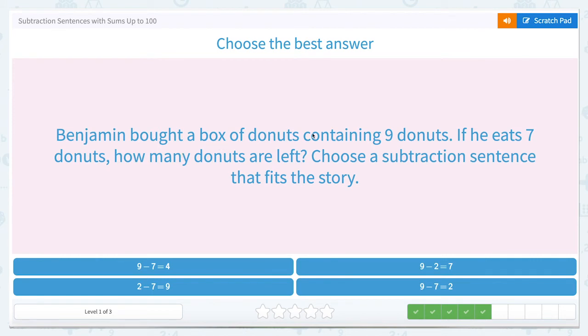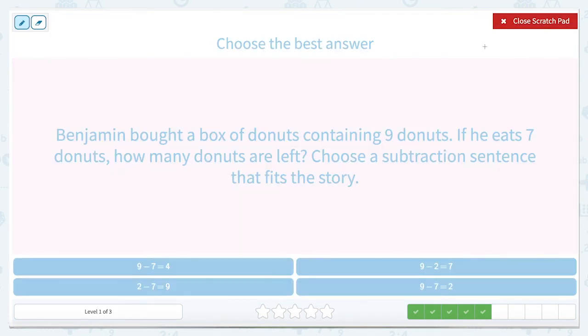Benjamin bought a box of donuts containing 9 donuts. If he eats 7 donuts, how many donuts are left? Choose a subtraction sentence that fits the story. Why don't we try a different way?